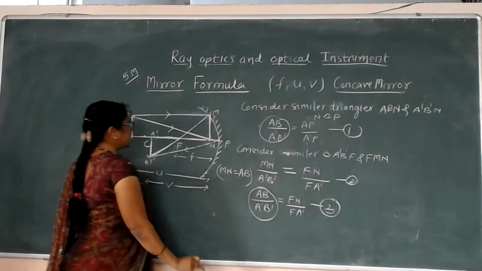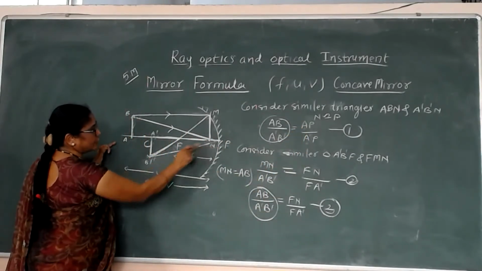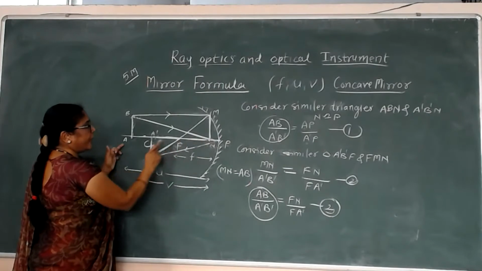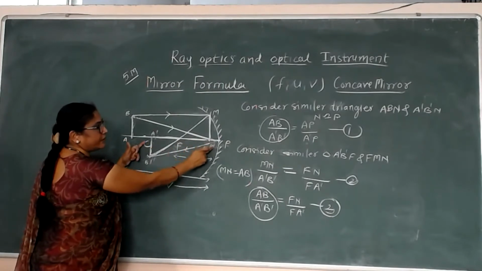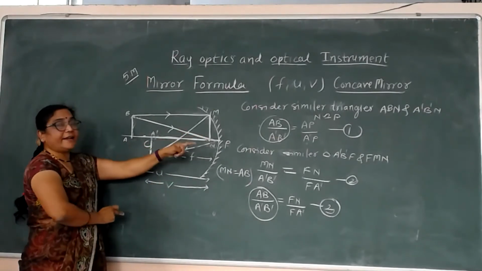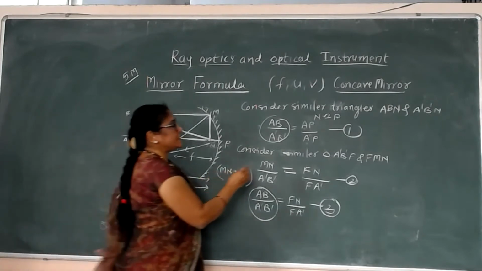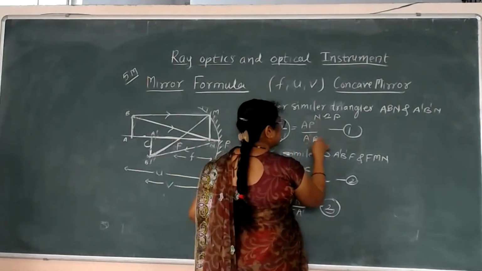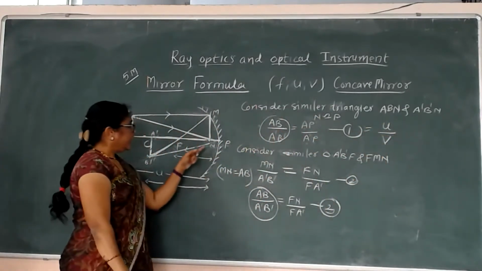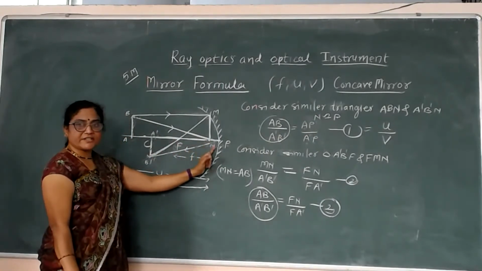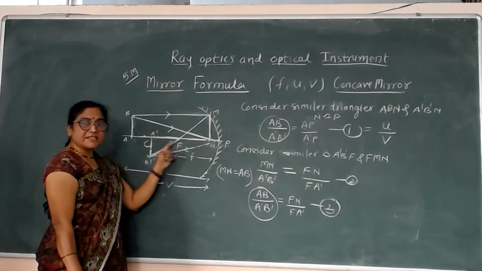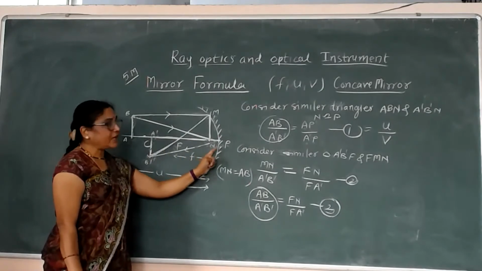What is the meaning of AP here? AP is the object distance, and this value is equal to u. And this A'P is known as the image distance, and this value is denoted by the letter v. Means AP is equal to u and A'P is equal to v. Therefore, AP by A'P is equal to u divided by v. All the distances are measured from the pole.